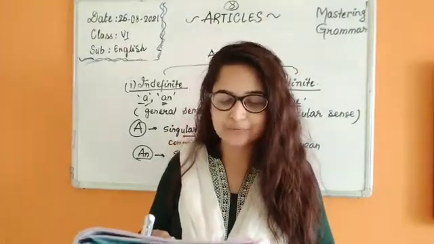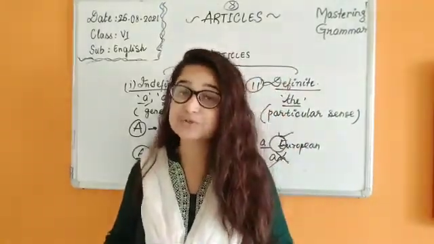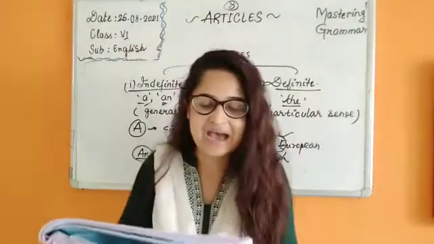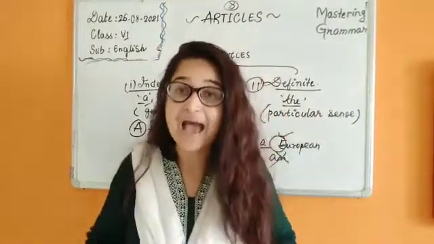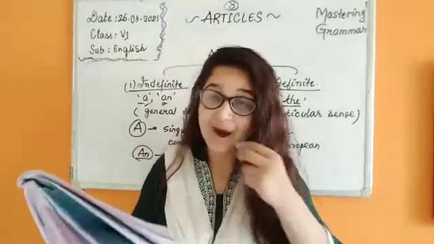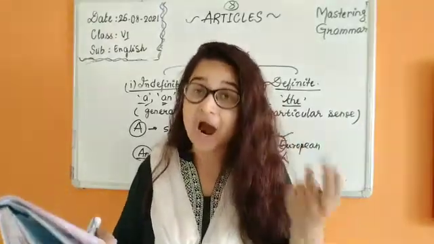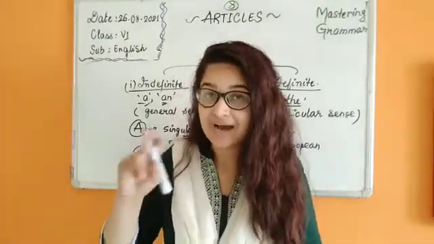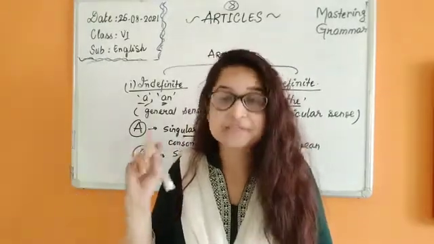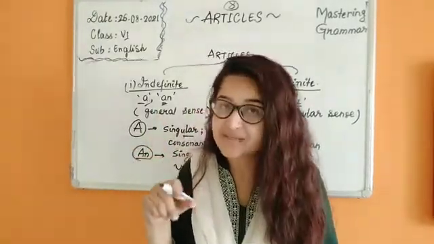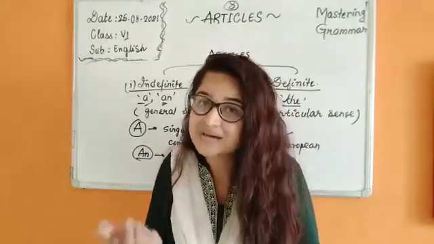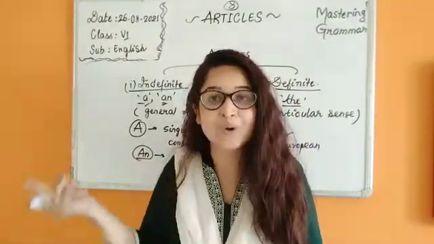An is used before a singular countable noun which begins with a vowel sound. I have already told you this. An apple, see, a vowel sound. Then an American. An hour. See, H is silent here. We say 'our', right? And not 'hour'. So when we are not using the 'ho' sound, we are using the 'o' sound. Then we are obviously going to use an and not a.